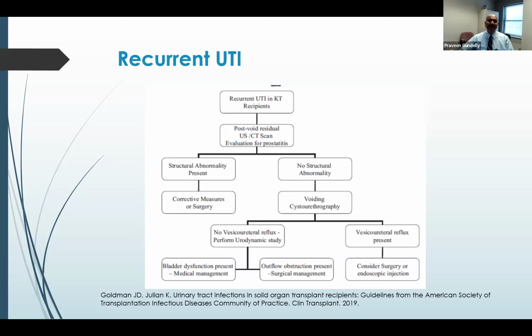And if there is no vesicoureteral reflux, what are the other options we have to manage bladder dysfunction or outflow obstruction? If they have an atonic bladder, they have to perform straight catheterization. That's the most common strategy many patients follow.